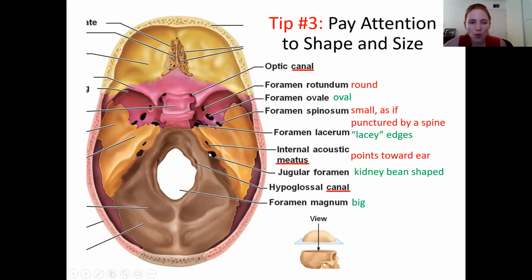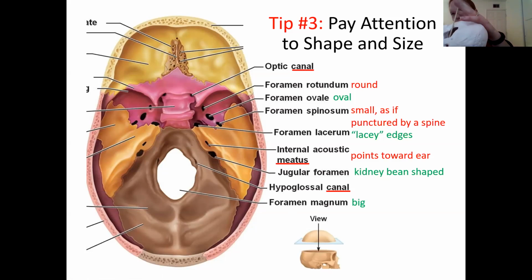Underneath that, we have the jugular foramen. It's called that because it contains the jugular vein. The distinctive part about this is that instead of being round, it's kidney bean shaped. It's got this strange little dip at the top, and it's rather large. Okay, so that's the jugular foramen. And then we have the hypoglossal canal, again named by the nerve that passes through it, and a canal because it's deep.